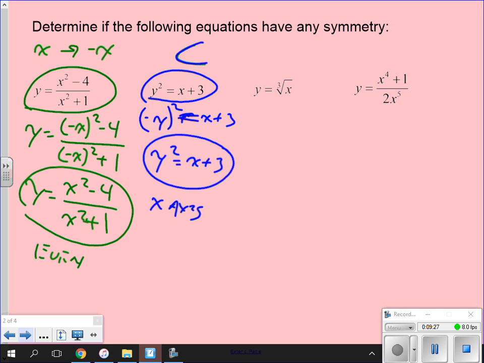Next one, y equals the cube root of x. So think about the graphs you did the other day, and you had that cube root graph. What did it look like? It looked like a cube kind of turned on its side. It went this way. If I take that graph and fold it up, is it going to line up? No. If I fold it up this way, is it going to line up? But if I rotate it like this, is it probably going to line up? Yeah. So more than likely, this is symmetric about the origin.